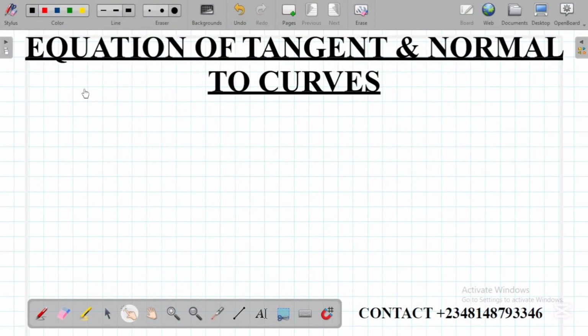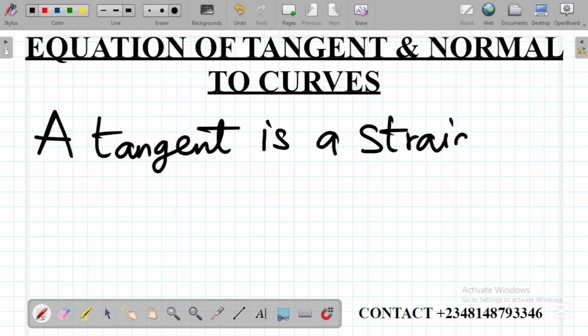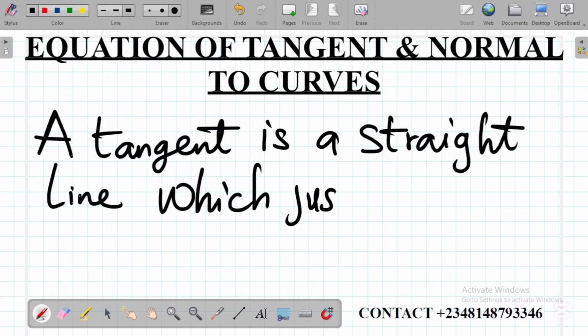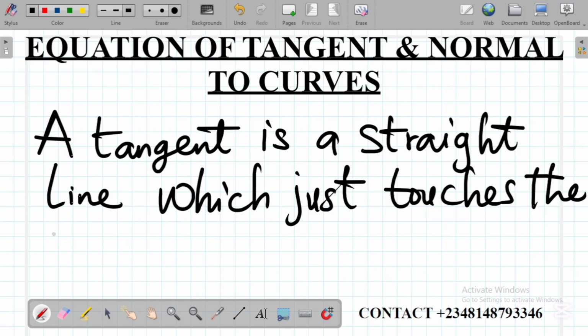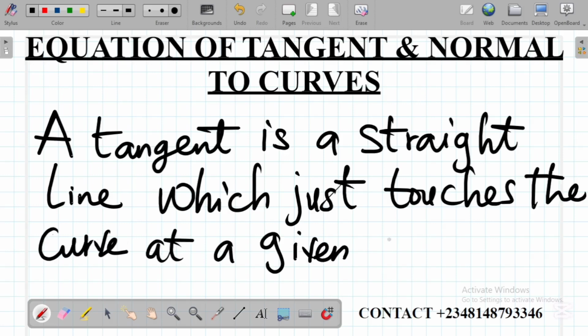In today's class, we'll be dealing with the equation of tangent and normal to curves. First of all, what is a tangent? A tangent is a straight line which just touches the curve at a given point.